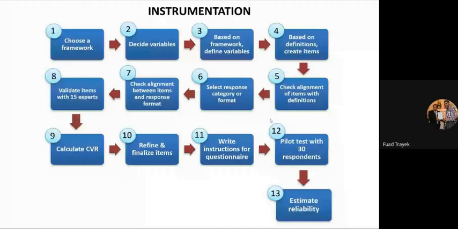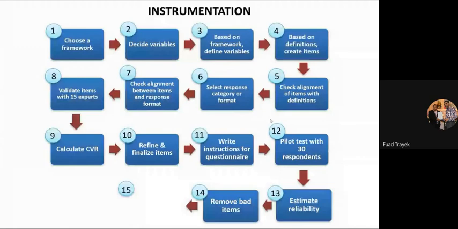Now, once you pilot your questionnaire, you estimate the reliability. Using SPSS, you can check your Cronbach alpha, which shows whether these questions are reliable to measure the variable or not. Based on the Cronbach alpha, we remove bad items and keep the good items. SPSS itself will show us which items are poorly defined or poorly created, which we should take out of the questionnaire, and the good items that need to remain, which measure the variables. Once you've done that, you refine the items and finalize the questionnaire.